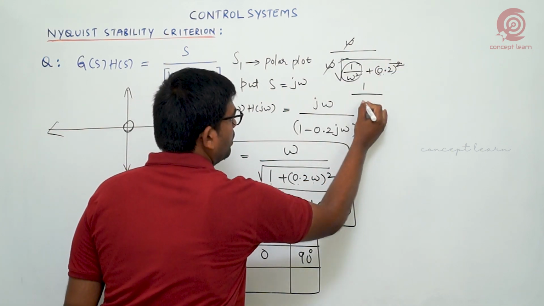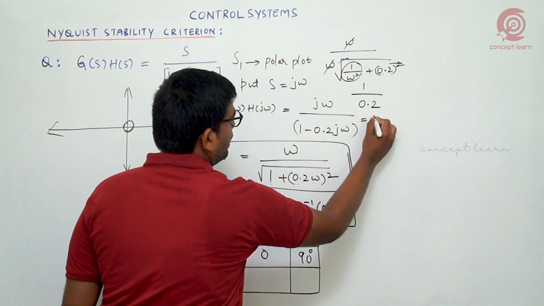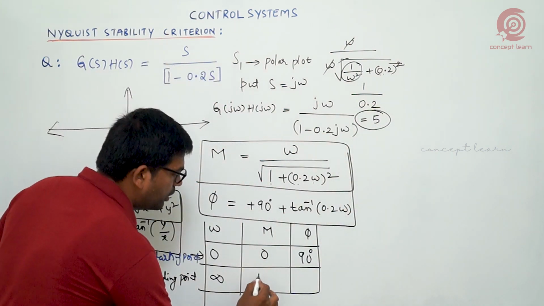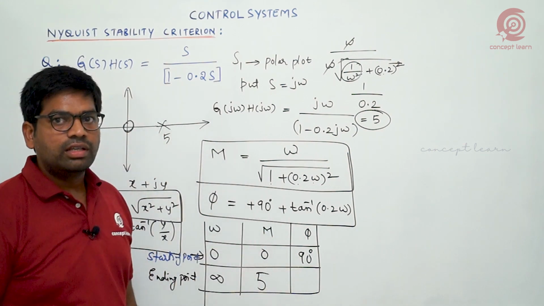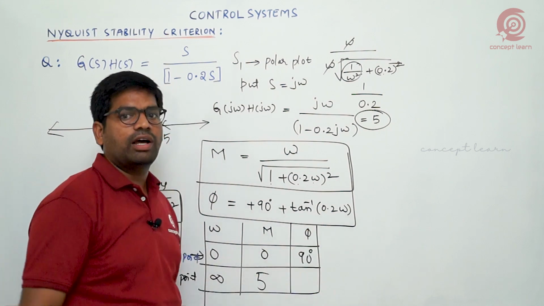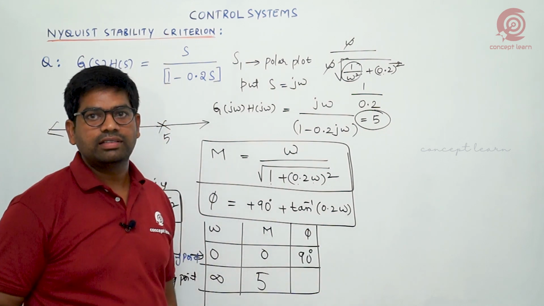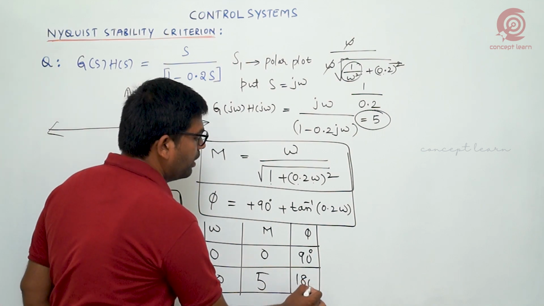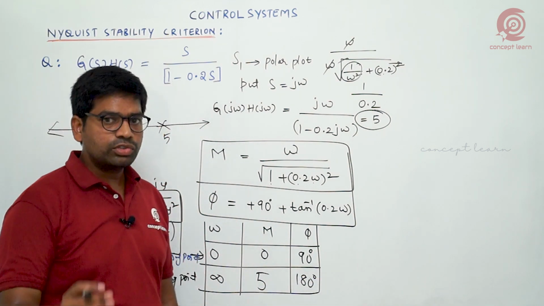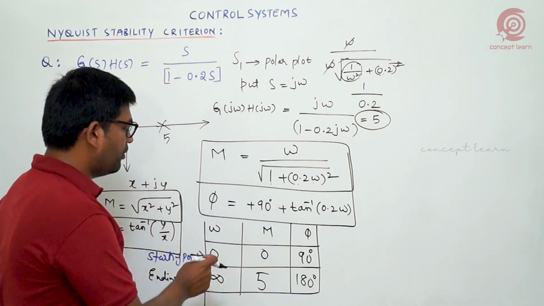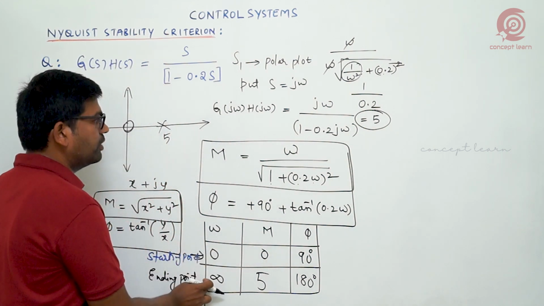What will be the result? 1 by 0.2 means we get only 5. 5 is the result for the magnitude. Now if you substitute omega as infinity, tan inverse infinity means how much here? 90 degrees. Already 90 is there. 90 plus 90 means how much we get? 180 degrees. So we got both magnitude and phase angles with a variation of frequency 0 to infinity.